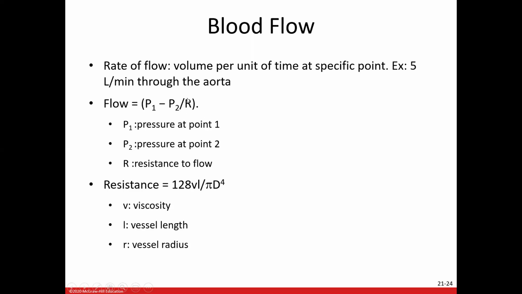Resistance, this R variable in the denominator of the formula, then breaks down into another formula. This is 128 VL divided by pi times d to the 4th power. I'm going to break those variables down. V is for viscosity. Viscosity is the measurement of resistance to flow for any sort of liquid.